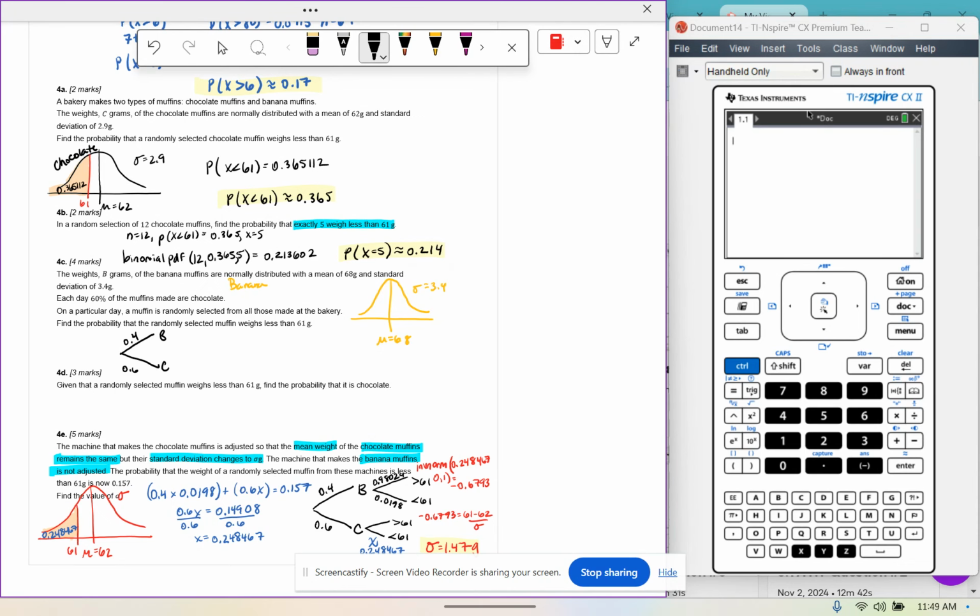On a particular day, a muffin is randomly selected from all those made at the bakery. Find the probability that the randomly selected muffin weighs less than 61 grams. Okay, so for a chocolate muffin, the probability that it weighs less than 61 grams is going to be 0.365. So we can find the complement for x is greater than 61.